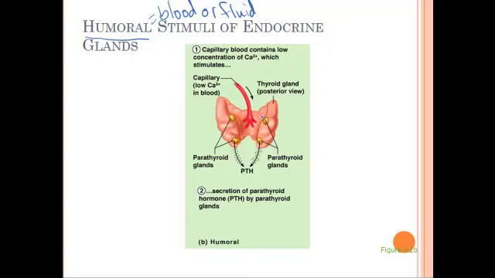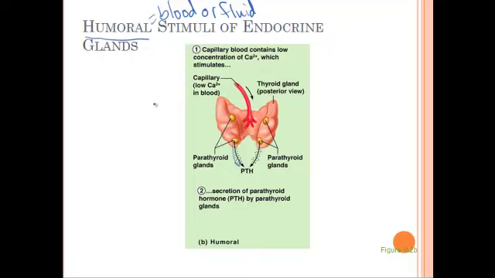So the example here, we have the parathyroid gland, and one of its jobs is to maintain a certain calcium level inside the blood. And so as the blood is flowing through this organ here, notice it says that you have a low calcium level in the blood. And so these little parathyroid glands here are now stimulated, and they're going to release the parathyroid hormone into the blood, which is going to affect that calcium level. So that's humoral stimulus.